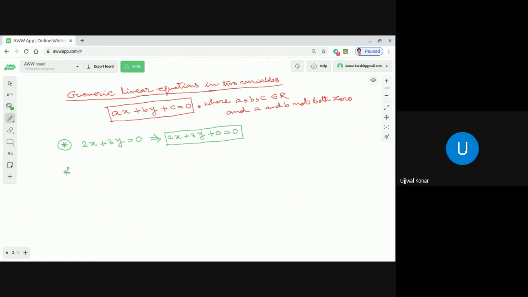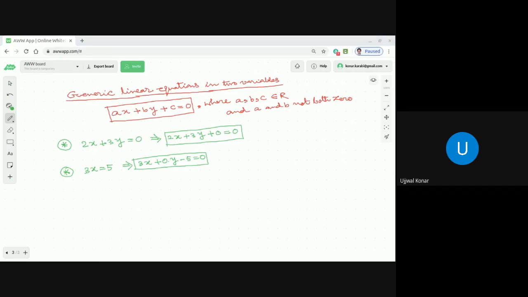Suppose another example is 3x is equal to 5. Yes, that can also be expressed in the form of a generic linear equation in two variables. How? Though it is a linear equation in one variable, we can express it as a linear equation in two variables. We can write this as 3x plus 0 into y minus 5 is equal to 0. So all these are linear equations in two variables.